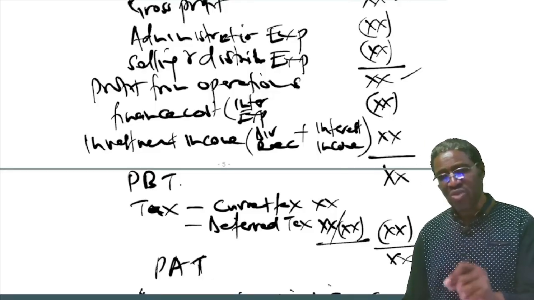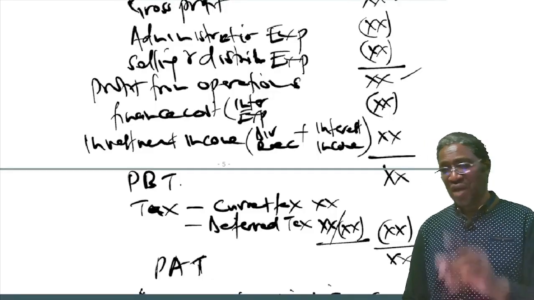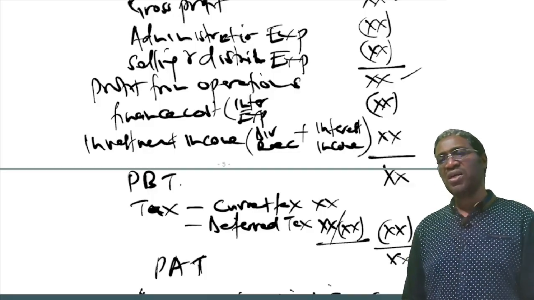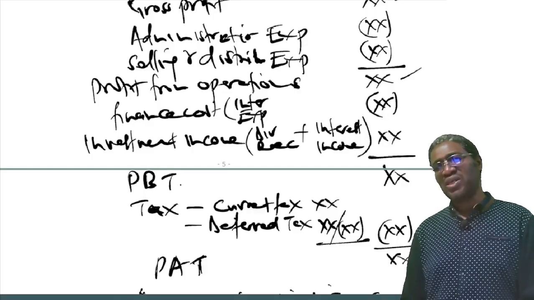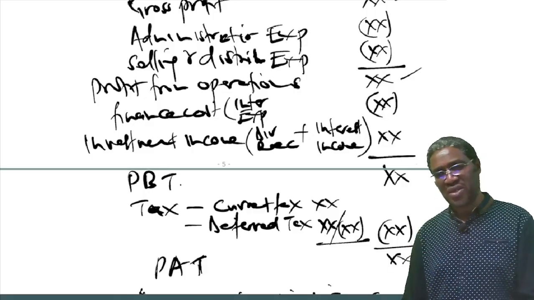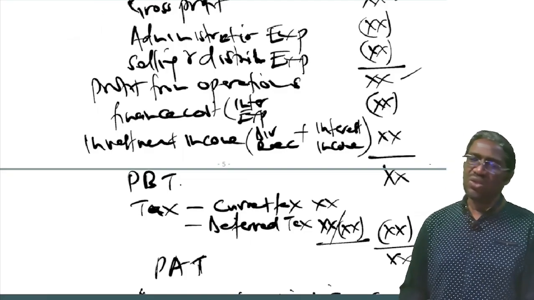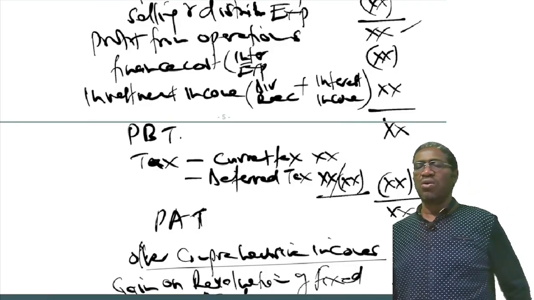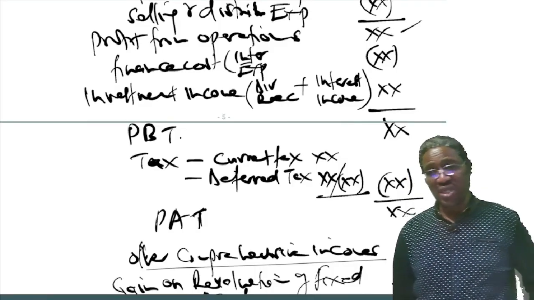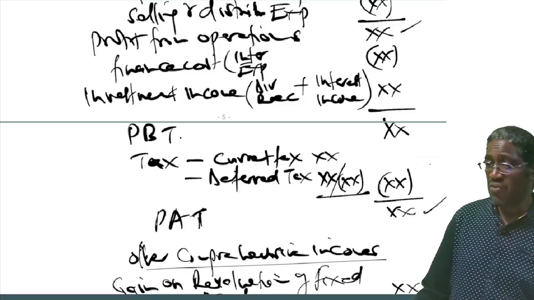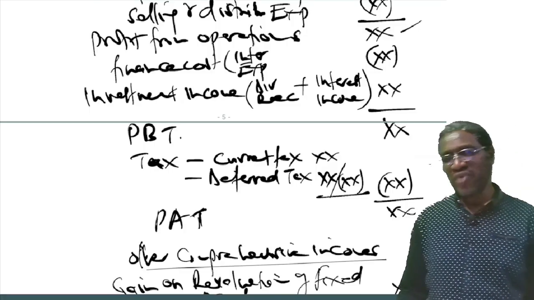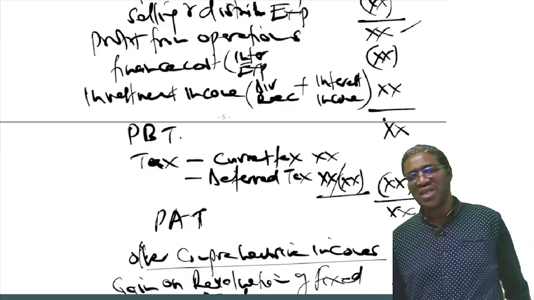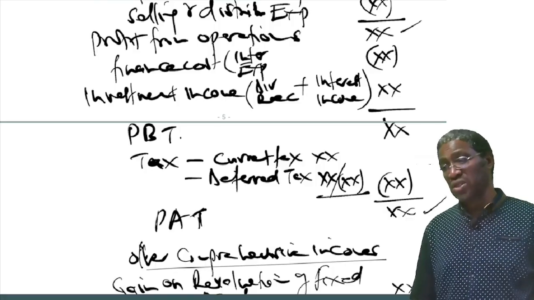Then you minus what we call finance cost. I've given one example of finance cost, there are others we shall discuss later, but one example we have said is the interest expense. Once you minus the interest expense or finance cost, you add any investment income, whether it's in the form of dividend received or interest income. Then after you've done that, you get what we call profit before tax.